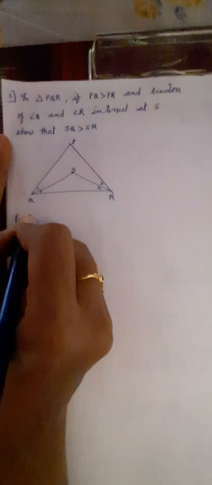Problem set 3, question number 3. In triangle PQR, if PQ is greater than PR and bisectors of Q and R intersect at S, show that SQ is greater than SR. So in this, directly we will figure given in the question, and directly we will start the proof from PQ is greater than PR.